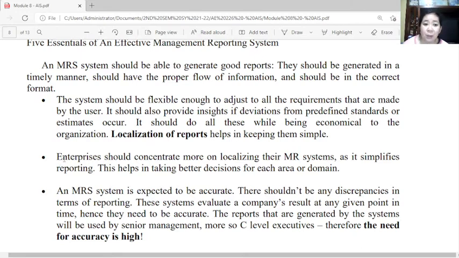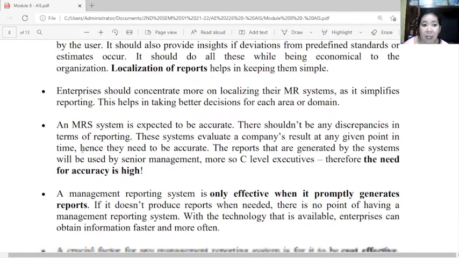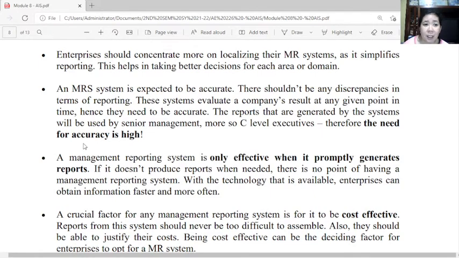Another is that enterprises should also concentrate more on localizing their MR system, as it simplifies reporting. This will help in making better decisions for each area or domain. Meaning lesser complex reports, and the reports generated can be easily understood and interpreted by the different users because they use them for decision making. Another is that an MRS is expected also to be accurate. Of course, there shouldn't be any discrepancy, especially in reporting. So the system will evaluate a company's result at any given point in time.